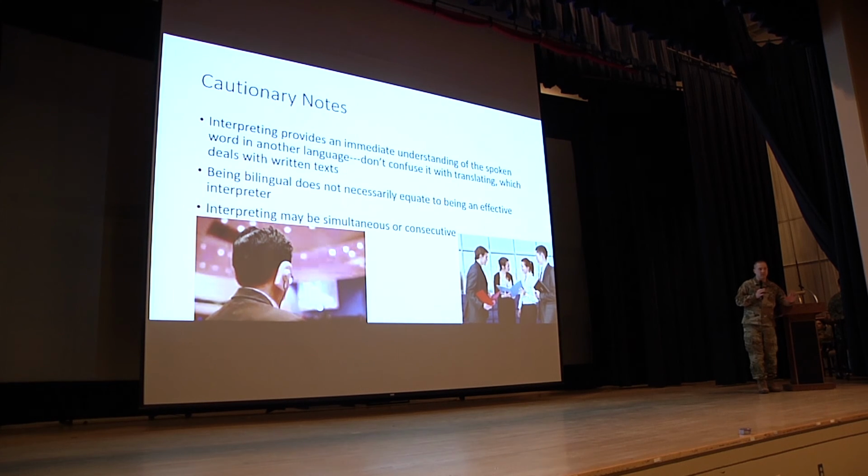I don't know any of the other romantic languages or Germanic languages, but a lot of times, just because somebody can speak it doesn't mean they're going to be able to rapidly or effectively take what somebody else is saying in a language they know, translate it in their head, and then give it back to you correctly. It takes a lot of formal training. And then interpreting may be simultaneous or consecutive. So that's just what I mentioned before. And then Department of State prefers consecutive as opposed to simultaneous. Next slide.